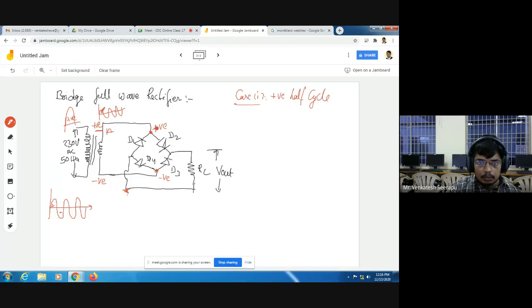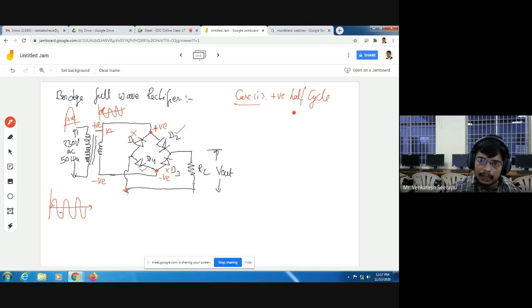Here it is positive. The positive is connected to the p-type material of diode D2, so D2 is in on condition. The same positive is connected to the negative terminal of D1, so D1 is in off condition. Similarly, the negative is connected to the n-type terminal of D4, so D4 is in on condition. Here the negative polarity is connected to the p-type material of D3, so D3 is in off condition.